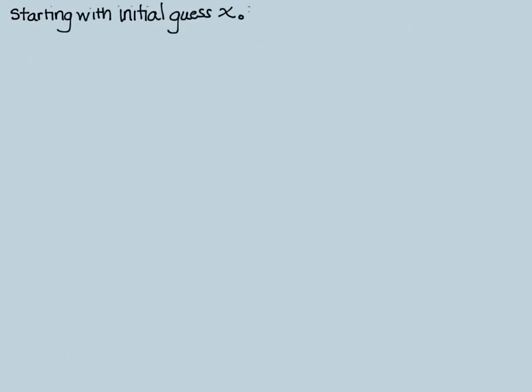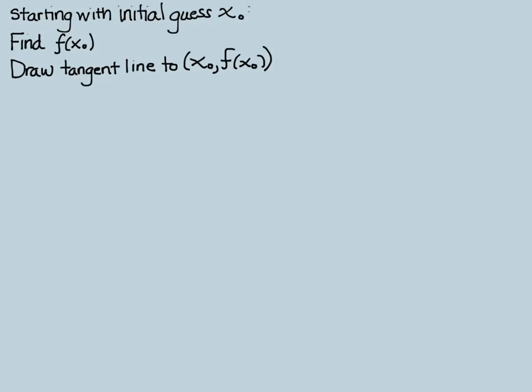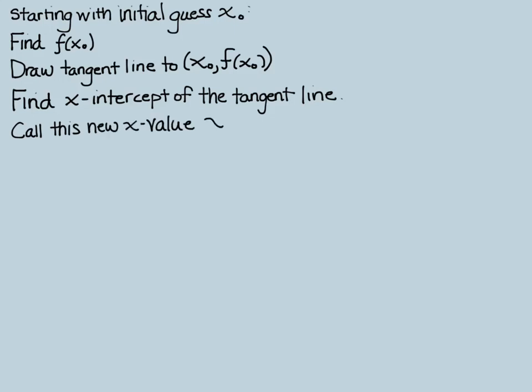Let's do an example, or actually let's first talk about how to use Newton's method. So starting with an initial guess of x sub 0, we want to find the y value f of x sub 0. We will then draw the tangent line to x sub 0 comma f of x sub 0. So we'll draw the tangent line at that point. And then we need to find where the x-intercept of that line is. This new value is going to be our new guess. And we can continue this process as instructed.